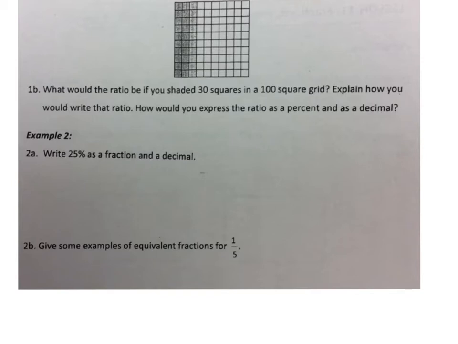The next question says, what would the ratio be if you shaded in 30 squares in a 100 square grid? Explain how you would write that ratio. How would you express the ratio as a percent and a decimal? So we're just going to write it as a ratio first. We need to say the ratio that's shaded. So the top number would be 30, because 30 shaded out of 100 total. So that's my ratio. I'm just comparing the shaded to the total. So if I even wanted to label it, I could. So there's my ratio.